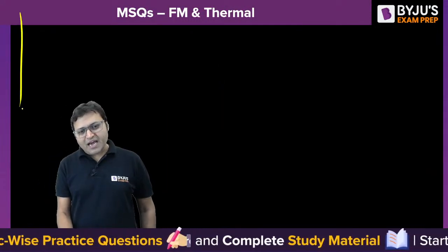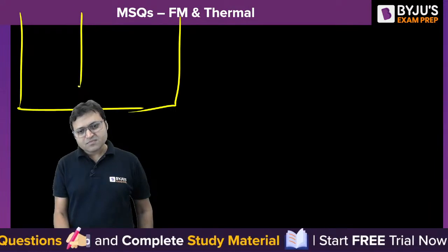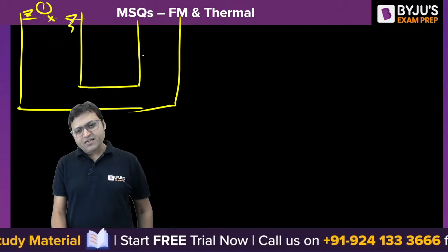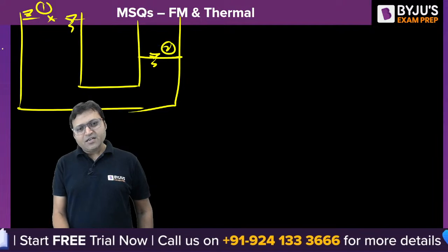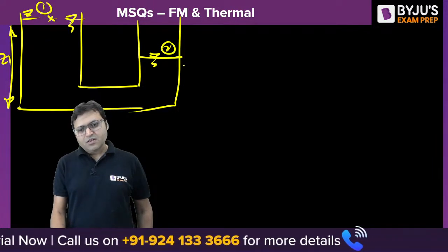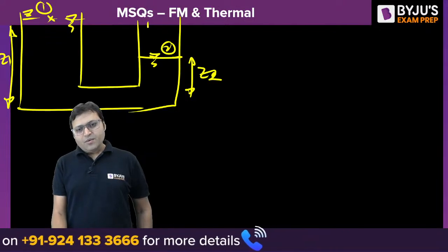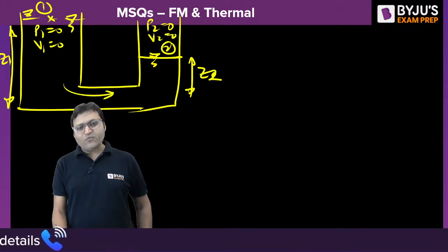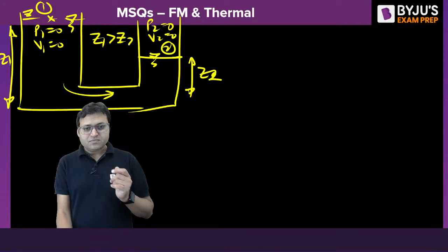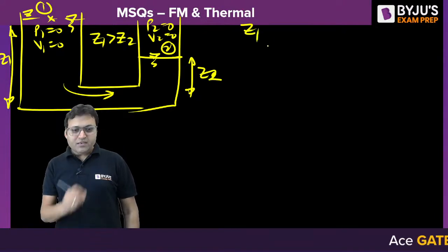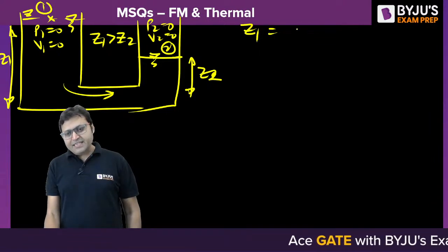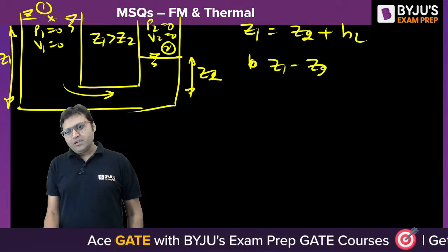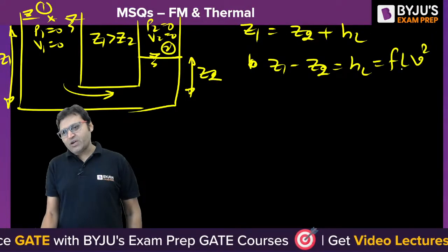So if I draw, there are two tanks, let us say. This is point 1, free surface here, and this is point 2, free surface here. So we can call this Z1, and this Z2. P1 is equal to 0, P2 is equal to 0, V1 is equal to 0, V2 is equal to 0. The flow is from 1 to 2 because Z1 is greater than Z2. So we can say Z1 is equal to Z2 plus HL, isn't it? So Z1 minus Z2 is equal to HL, that is FLV square by 2GD.